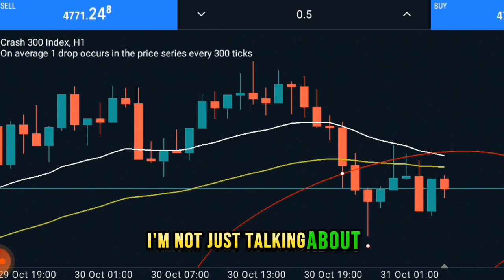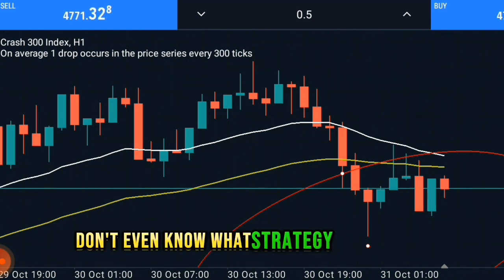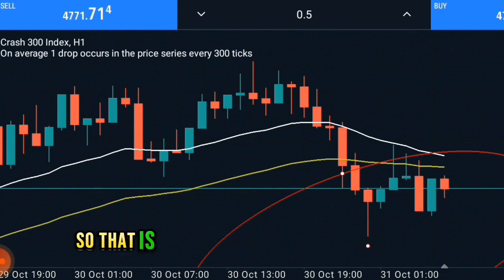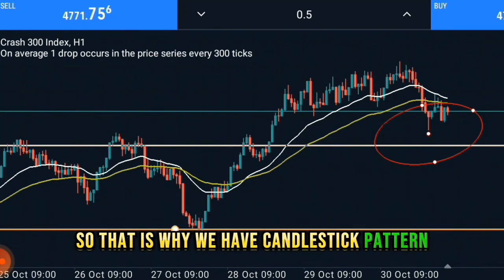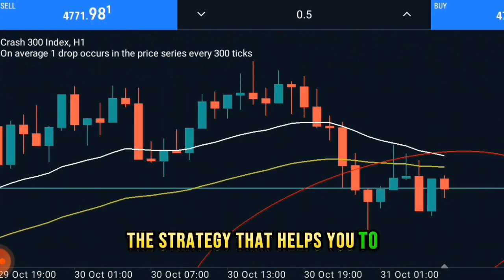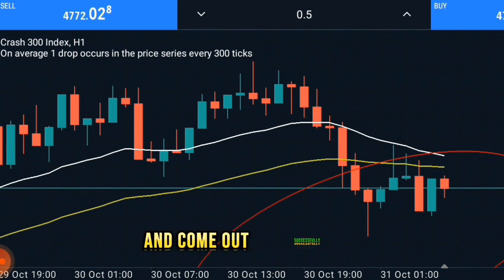I'm not just talking about this, you know, some of us don't even know what strategy is all about. Strategy is not indicators. Anything that works for you is a strategy, it's a method, it's a pattern. That is why we have candlestick patterns, candlestick charts. Anything that works for you becomes your strategy, because that is the strategy that helps you to dive into the market and come out successfully.